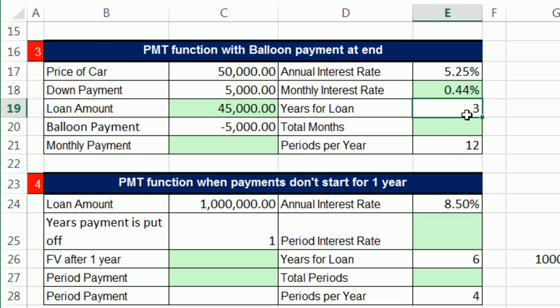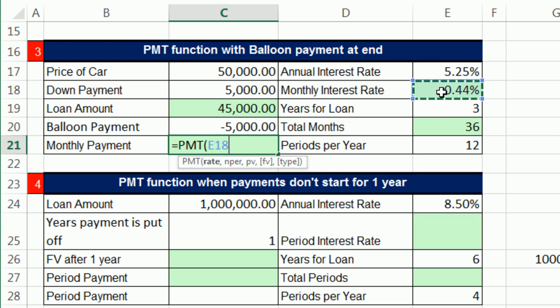Our loan is for 3 years. So here we're going to say equals 3 years times 12 periods per year. And now we can do our monthly payment equals PMT. The rate, 0.44%, comma, the number of periods, 36. The present value, this is from our point of view, the borrower, so it's positive, comma, the future value.